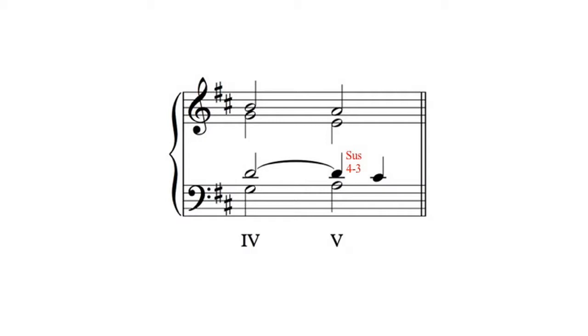One of the things I can do with suspensions, which is kind of cool, is combine them together. So I could do my 9/8 suspension in the soprano at the same time that I'm doing the 4-3 suspension in the tenor. And that would sound like this.